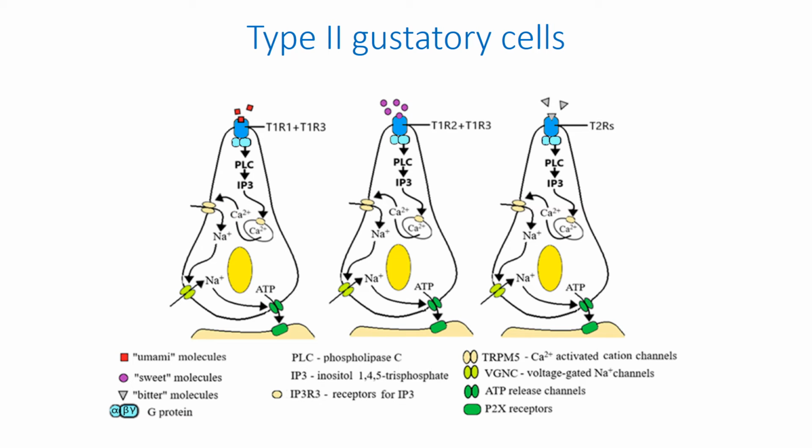This activates a monovalent selective cation channel, and this leads to the opening of voltage-gated sodium channels, depolarization and release of ATP through voltage-gated ion channels. ATP activates P2X receptors on afferent nerve fibers. Thus, type 2 gustatory cells lack voltage-gated calcium channels and other presynaptic specializations, although they associate closely with afferent nerve fibers and use ATP as the transmitter.